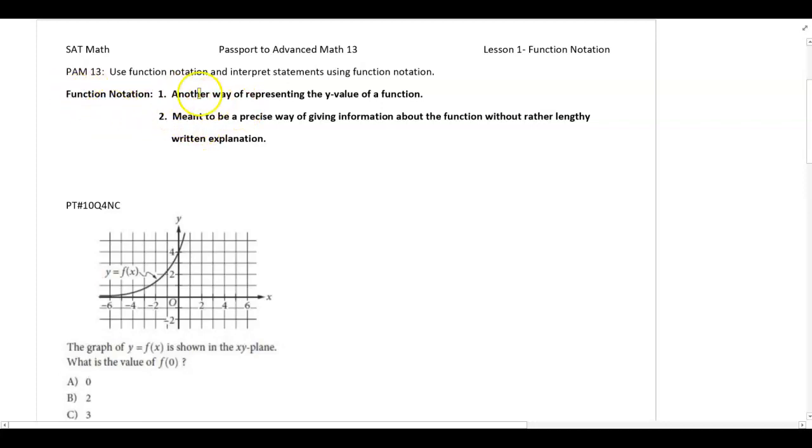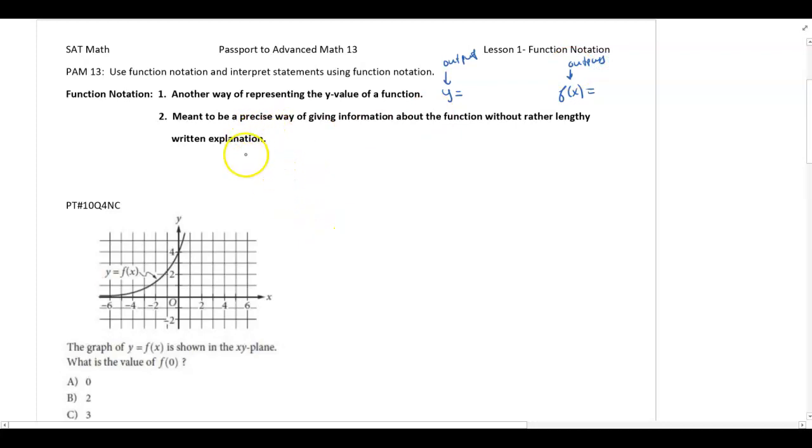So a reminder of what function notation is, it's another way of representing the y value of a function. So instead of saying y equals, right, we say f of x equals. Both of these you have to understand represent outputs, right?